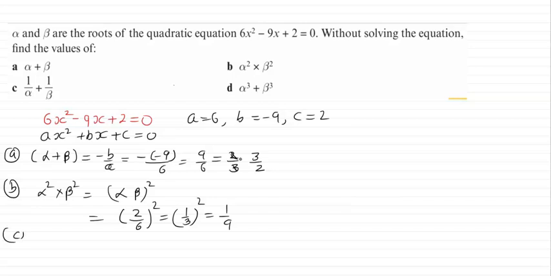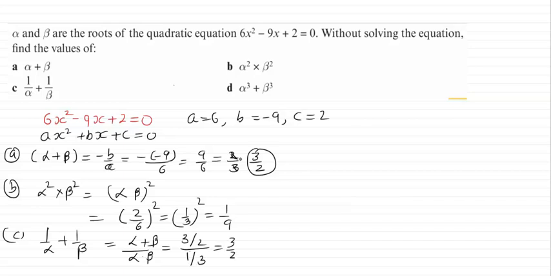Now the c part, 1 over alpha plus 1 over beta, right? So this you can simplify and write as (alpha plus beta) over (alpha beta). Alpha plus beta we got 3 over 2, so write here 3 over 2. Alpha beta is c over a, so c over a is 2 over 6, that is 1 over 3, right? Keep, change, flip. If you do it, it should be 3 over 1. So it should be 9 over 2, or you can write 4.5. Is that okay?